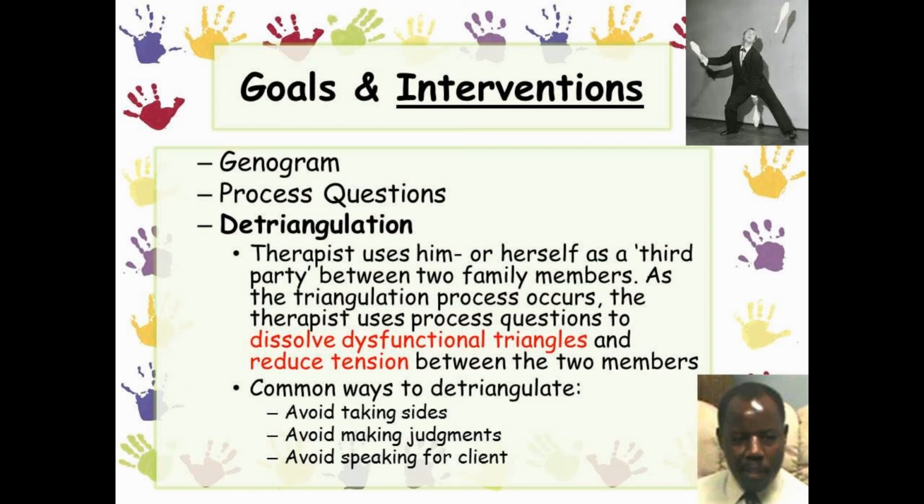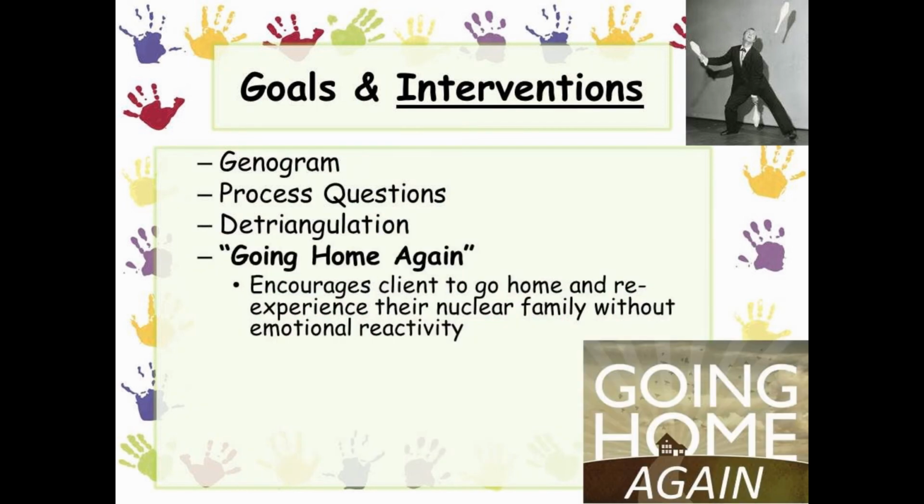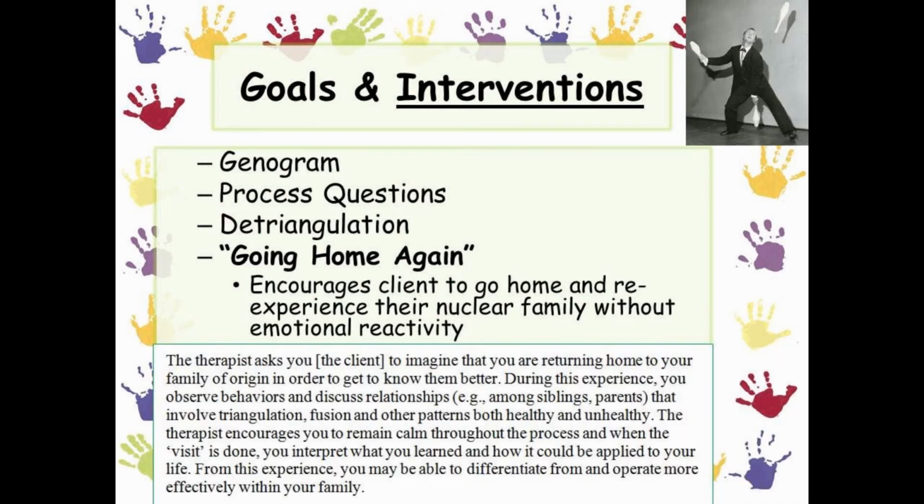Next, one of the most famous of Bowen's techniques is the going home again exercise, in which the client is encouraged to go home and re-experience his or her nuclear family without emotional reactivity. Here are instructions for the client, so please pause the video as needed to review.